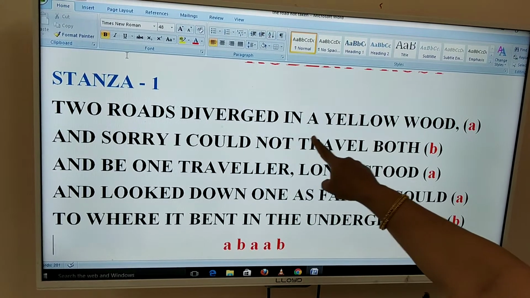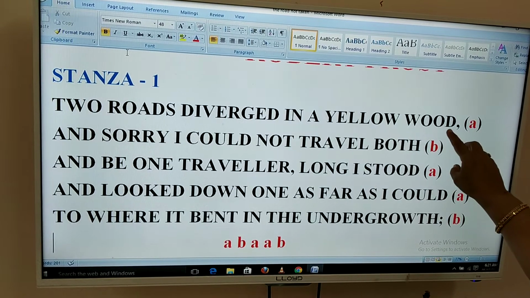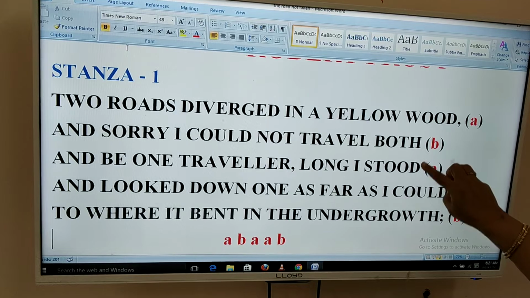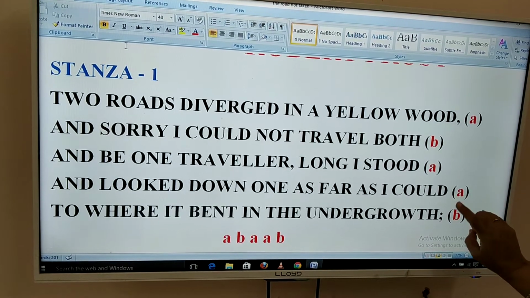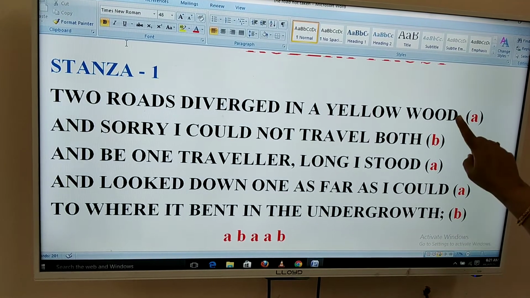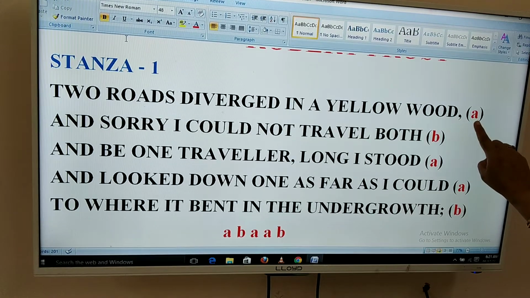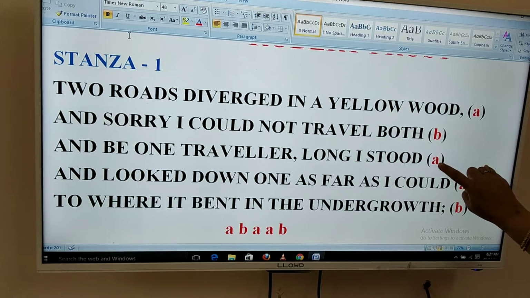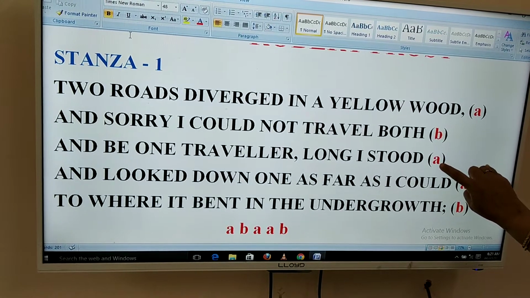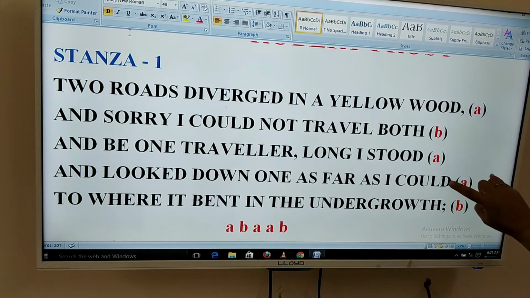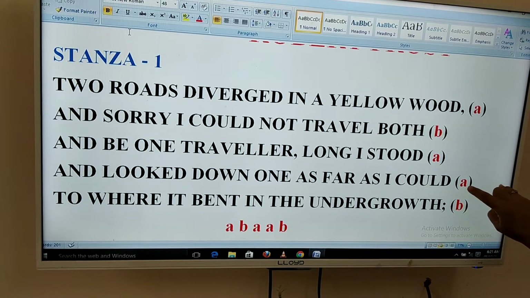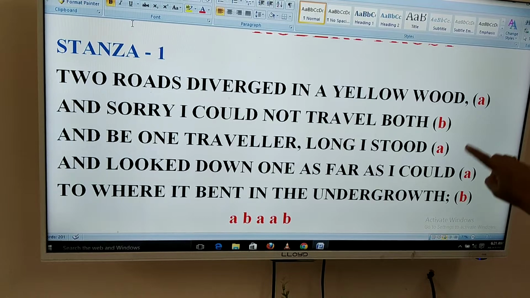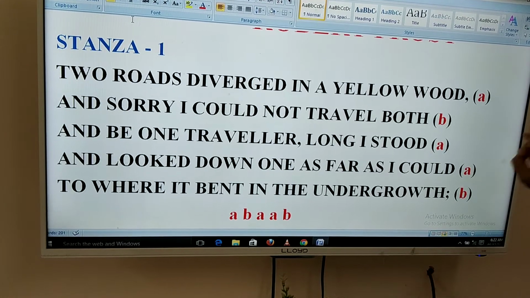Two roads diverged in a yellow wood. The last word of this line is wood. And this is both, stood, could and undergrowth. Now, wood we will mark as A. Wood rhymes with stood, so it will also be marked as A. Then stood rhymes with could, so again it would be A. So wood, stood and could, we have marked as A.